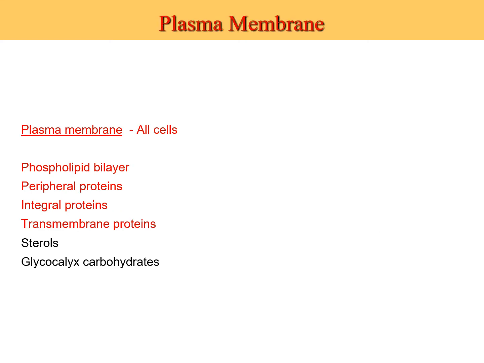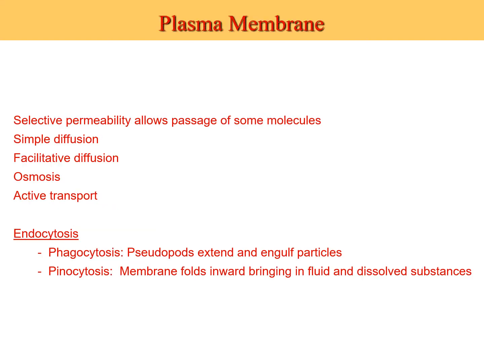Okay, the plasma membrane is very similar to the one in the bacteria, very similar to all cells. In fact, the cell membrane or plasma membrane is a phospholipid bilayer, a single membrane, with both peripheral proteins and integral proteins. And some of the integral proteins are in fact transmembrane, as we spoke about before with the bacteria.